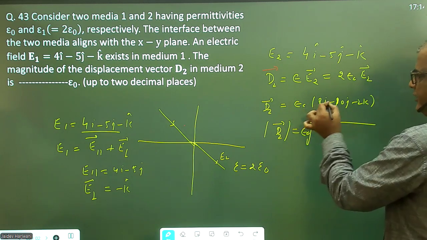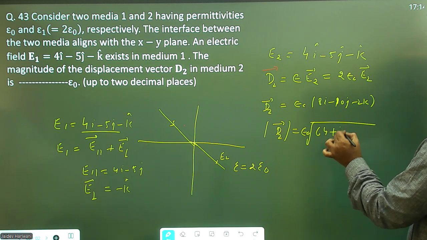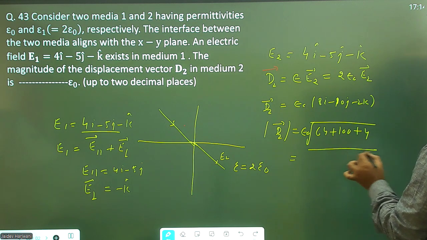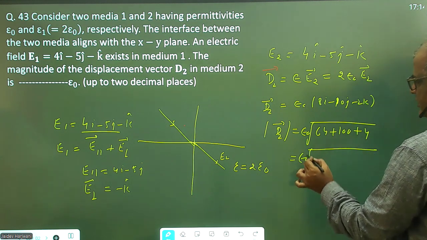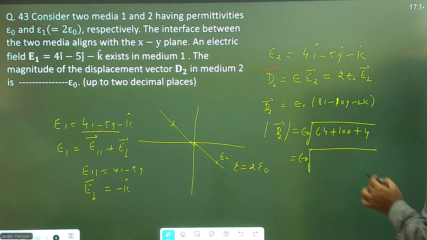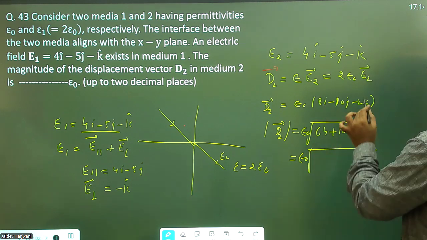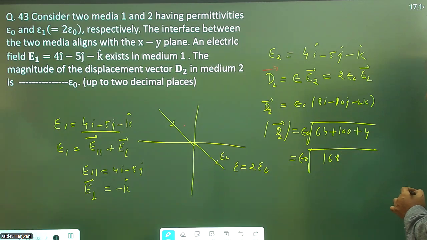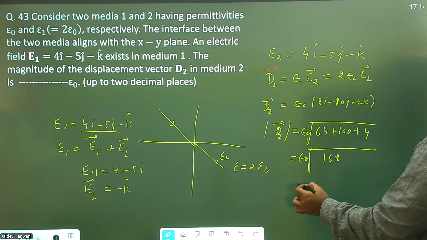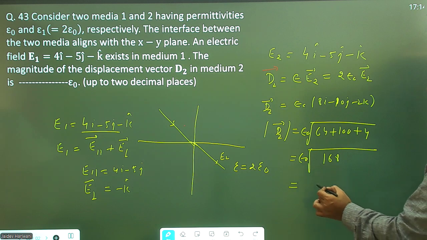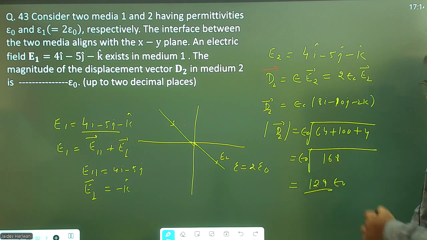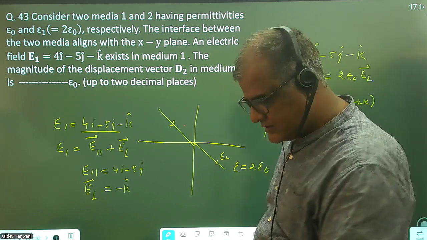E0 into the square root of 64 plus 100 plus 4. If you solve this one, this is 64 plus 100 plus 4, which is 168. So this is somewhere around 12.9 E0, and the answer range is in the same range. So this is the answer for this question. Hope you understand. Thank you very much.